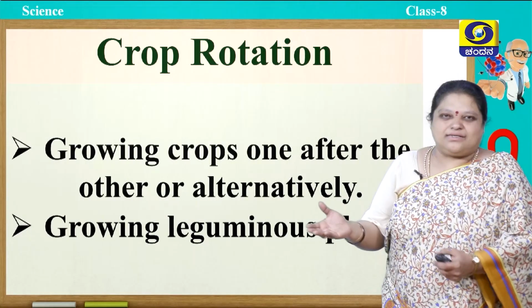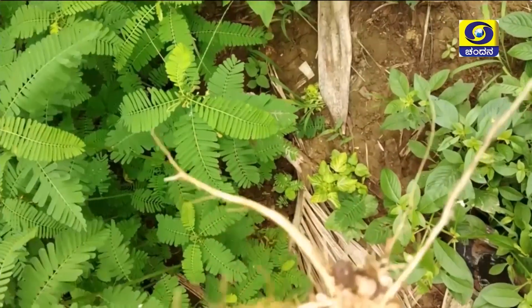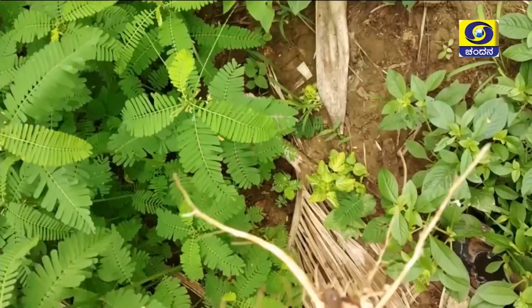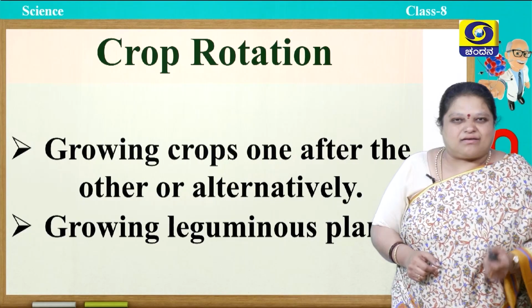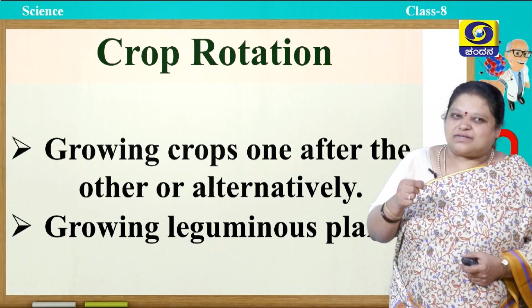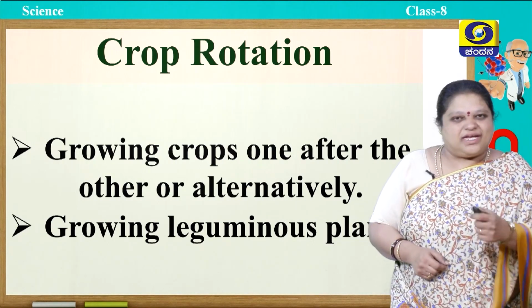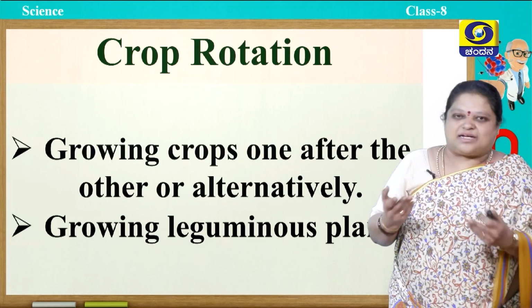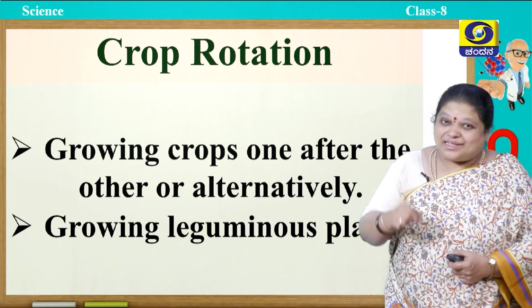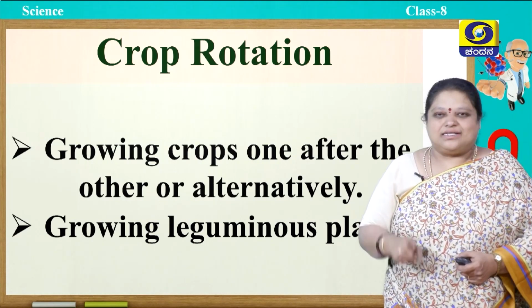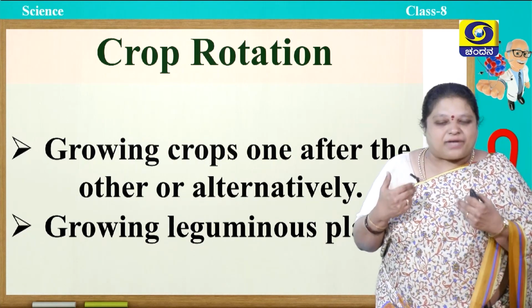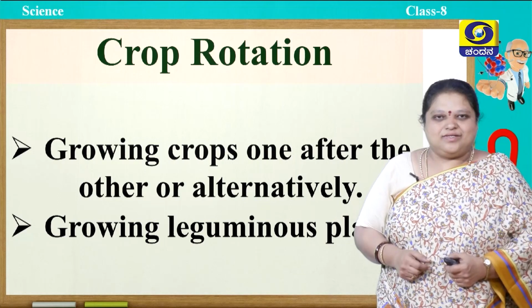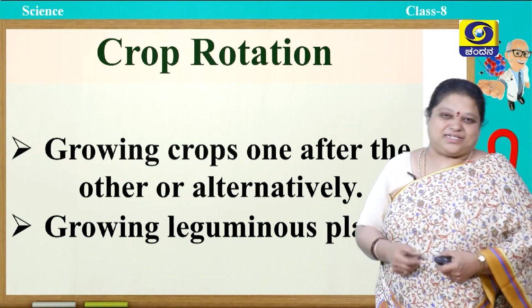So you saw that the leguminous plants' roots have small nodules in them. These nodules contain a bacteria called rhizobium. This rhizobium bacteria helps in fixing the atmospheric nitrogen into nitrate in the soil. The nitrate present in the soil is very helpful for the plant to grow very well. So it is a natural fertilizer.